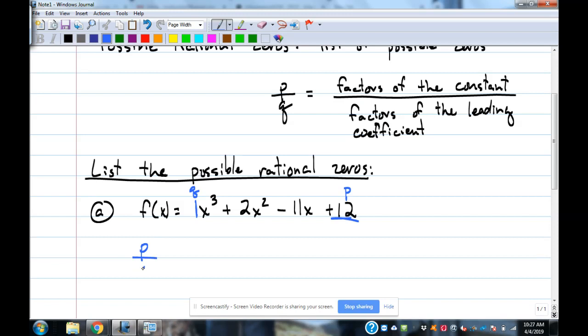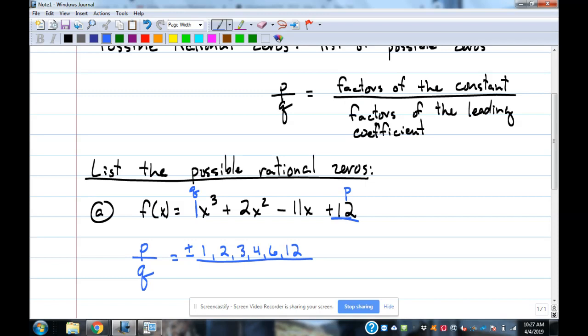So P over Q, we want the factors of 12. What are the factors of 12? What's that even mean? Things that multiply to be 12. So what things multiply to be 12? All right, I heard several there. I heard 4 and 3, 6 and 2, 1 and 12. All of those things are factors of 12. And I put a plus minus in front of that because technically positive and negative would work there as well. So like -1 times -12 is also 12.